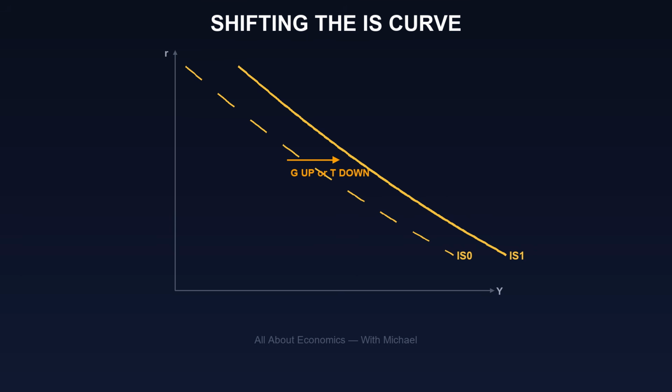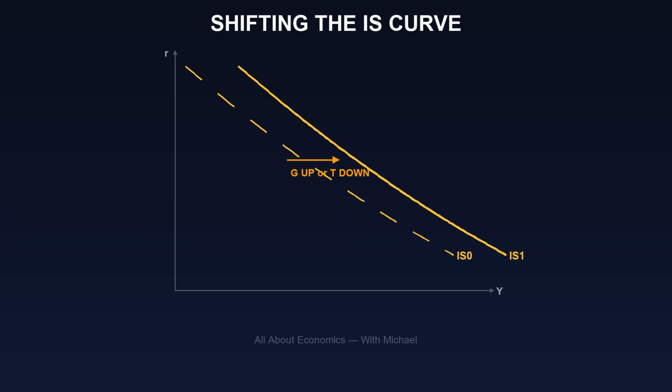First, an increase in government spending. Since G is a direct piece of our aggregate demand formula, pumping more fixed government money into the economy instantly shifts the whole curve to the right. The second condition? A decrease in taxes. Lowering taxes immediately boosts disposable income, which spikes consumption, and boom, that also shifts the entire curve to the right.